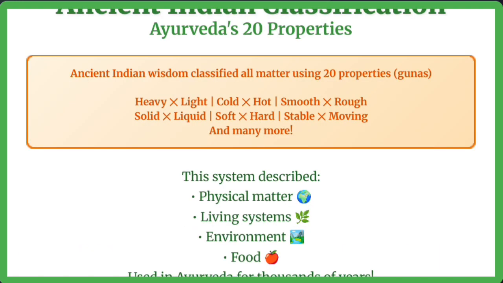Ancient Indian wisdom in Ayurveda classified all matter using 20 properties including heavy, light, cold, hot, smooth, rough, solid, liquid, and soft, hard. This system described physical matter, living systems, environment, and food.